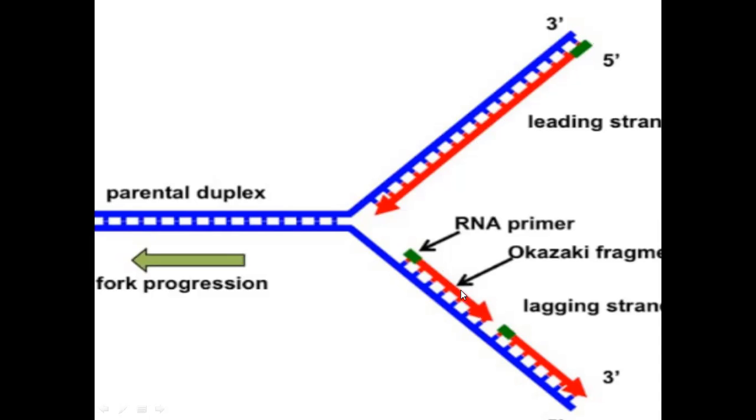attached, and it becomes continuous afterwards, because the daughter DNA cannot have a lagging strand. It should be a continuous strand. So these primers are removed and the new DNA fragments are attached, and the ligases join these strands. Okay, there comes the role of ligases. So ligases join the Okazaki fragments, and finally it becomes a continuous strand. So the two daughter DNAs are formed.